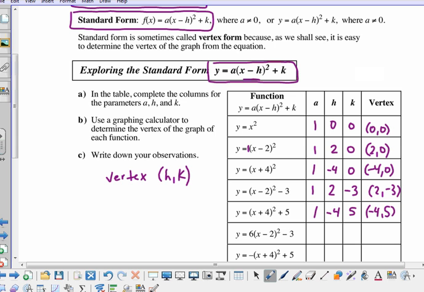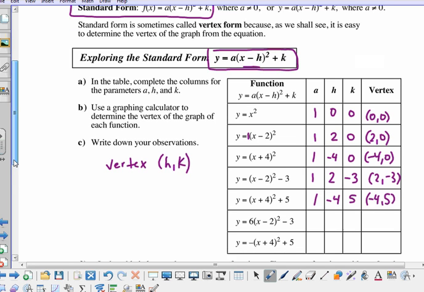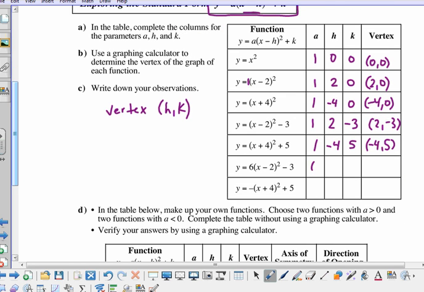Okay, next one. What's our A value? 6. Yeah. Positive 2 for h, negative 3, so the vertex is 2, negative 3. Next guy, what's our A value? Negative 1 would be the number in front. Negative 4 is h, and k is positive 5, so negative 4, and 5.